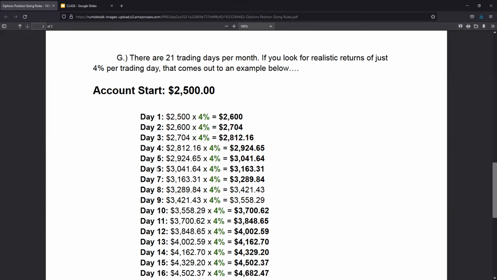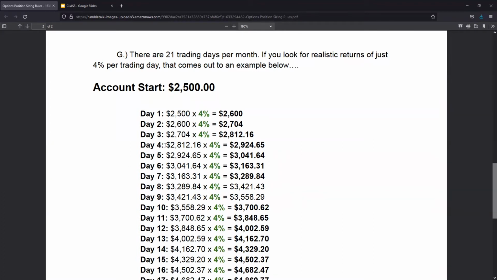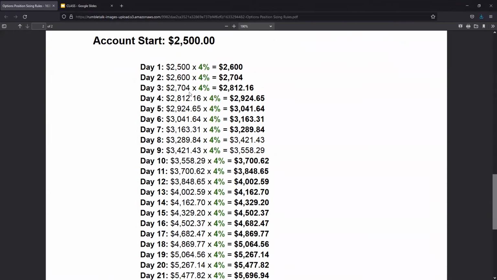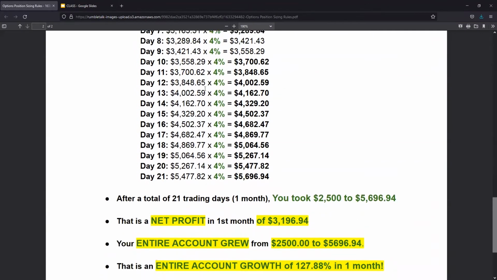So you increase by $4. Now, 2,704 to 2,812, you can see that you're counting upwards, a $108 gain. So increasing by $4 or $5 each day by incrementing your trades based on that 12% rule. Now you can see as you're going down and looking for those small gains with options, you can see the account growing incrementally.